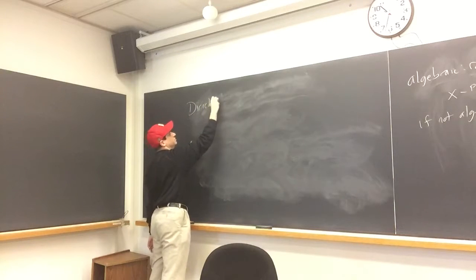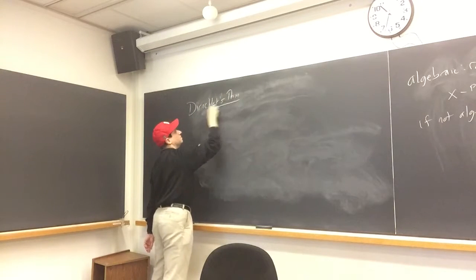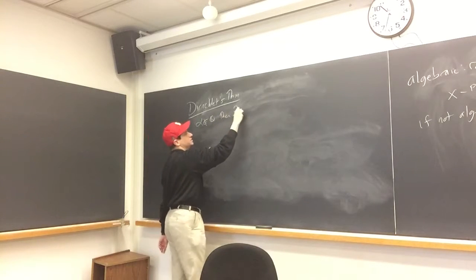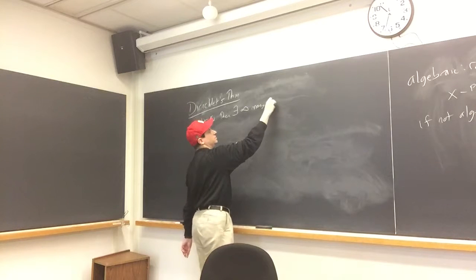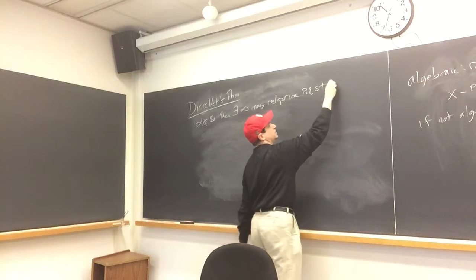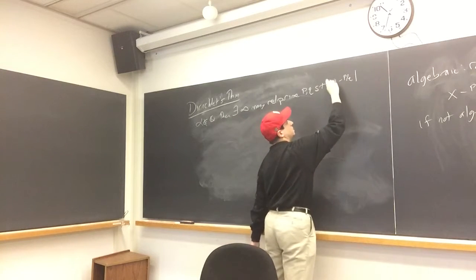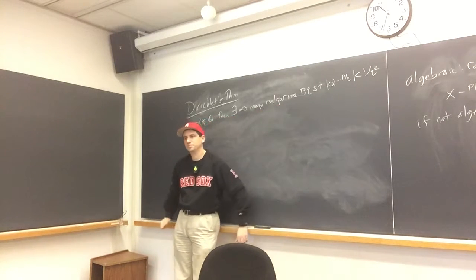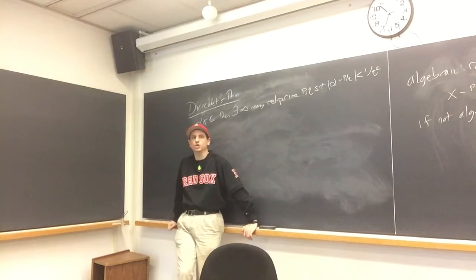So Dirichlet's theorem. If alpha is irrational, then there exist infinitely many relatively prime p and q such that alpha minus p over q is less than 1 over q squared. So that tells us we can get a lot closer than just the naive estimate would give us. And the key ingredient in the proof is the pigeonhole principle.